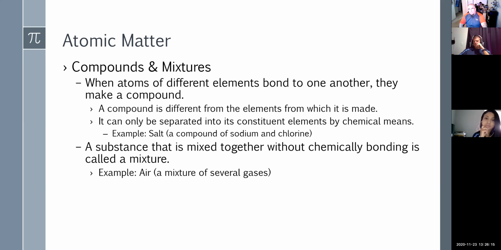So compounds and mixtures, right? When atoms of different elements bond together, they make a compound. Salt is an excellent example of a compound. It's sodium and chlorine, right? What would happen if you would swallow a solid, just either solid sodium or solid chlorine? What could happen to you? It would burn. Yeah, you have problems, right? Sodium could cause an explosion, and chlorine is in bleach. Chlorine bleach is a form of chlorine. So either of those separately, you could die from taking them. But when you combine them together, they make salt, and they're fairly safe.